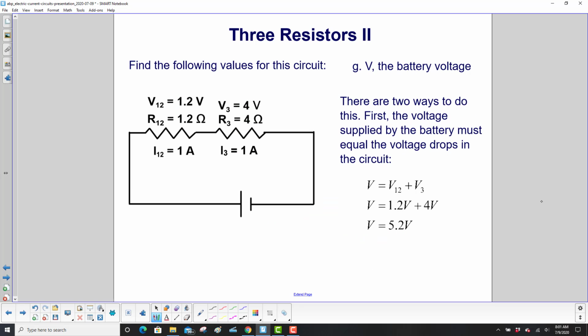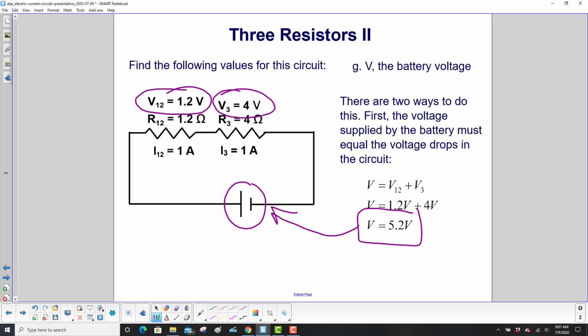Find the battery voltage. Remember the battery? There's two ways to do it. First, the voltage supplied by the battery must equal the voltage drops in the circuit. So we look at our annotated schematic here. We have 1.2 volts there, 4 here. Add them together, you get 5.2 volts.